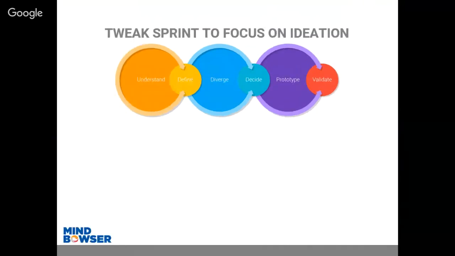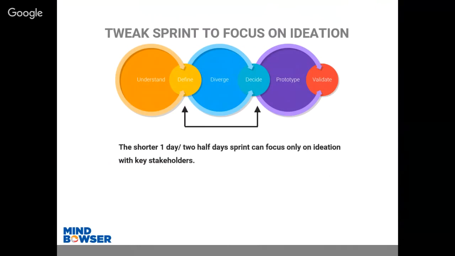But sprints again are highly flexible. You don't have to always go the 5-day sprint route where you have all your resources, all the people on the team, working for a full 5-day sprint. You can tweak the sprint process to focus only on ideation. So for example, if you take these 3 steps where you define, diverge, and decide, and really focus on the diverge and decide into a shorter design sprint, which could be a 1-day sprint or 2 half days, and you gather the team for that time and only focus on ideation with key stakeholders, even that can prove to be highly effective.